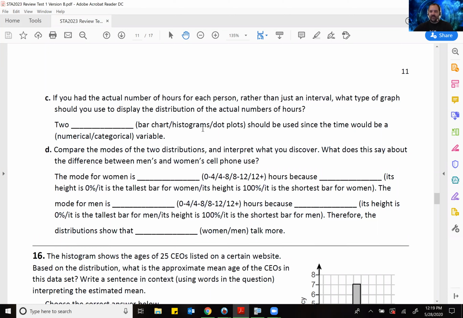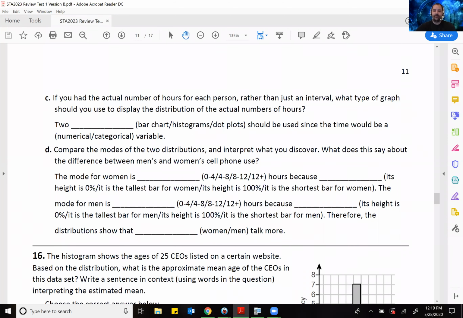But I would say histogram. And then there's a second question here. It says, since this histograms should be used since the time would be a blank variable now. Numerical. That's right. Because we are actually getting their measured number of hours on the phone.